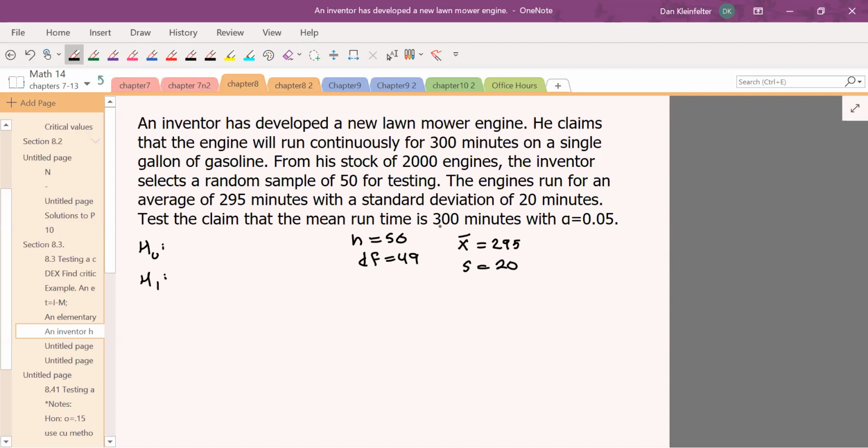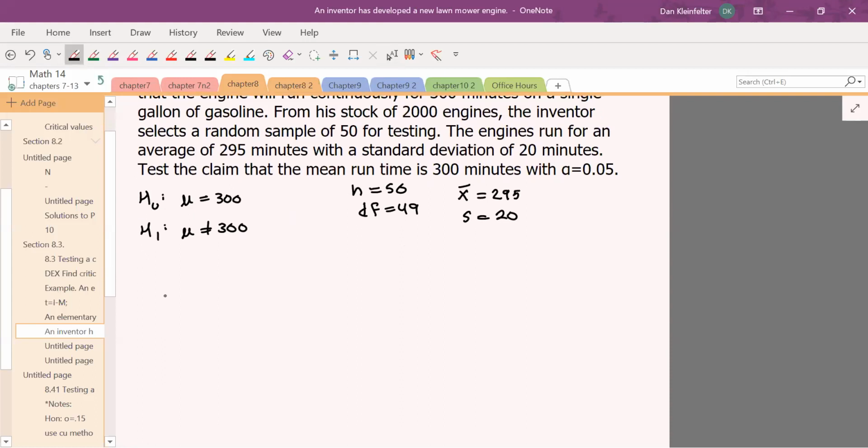So it says it is 300 minutes. Probably realistically, we want to see that it's more than that, but the way that it's stated, we'll do it as equal. So the mu is equal to 300, and that's the claim. We want to see, okay, is that possibly not equal to? Our alpha is 0.05. So critical value first.